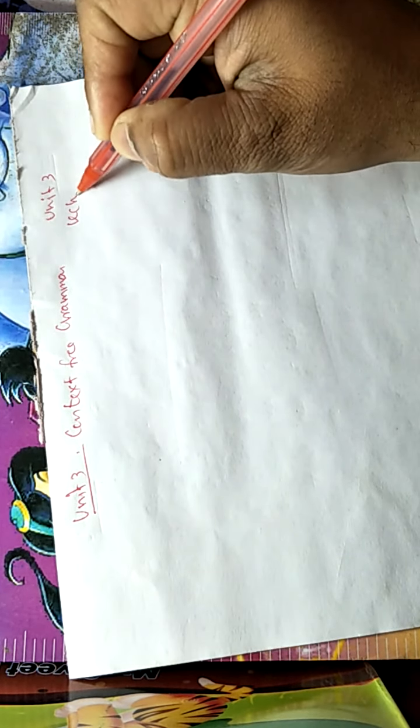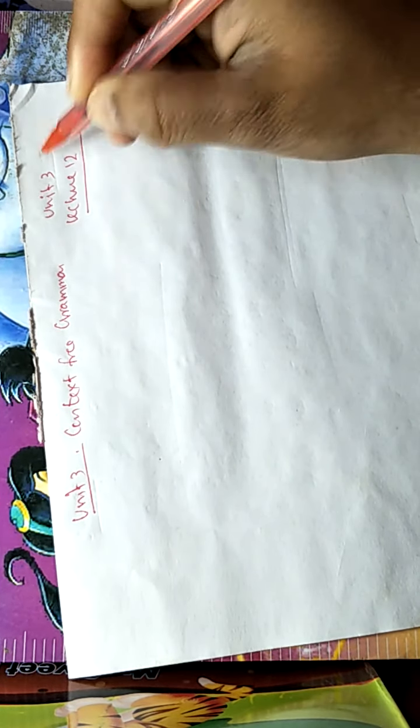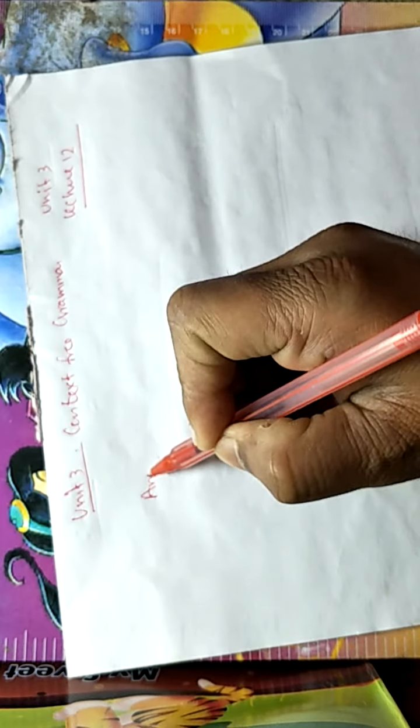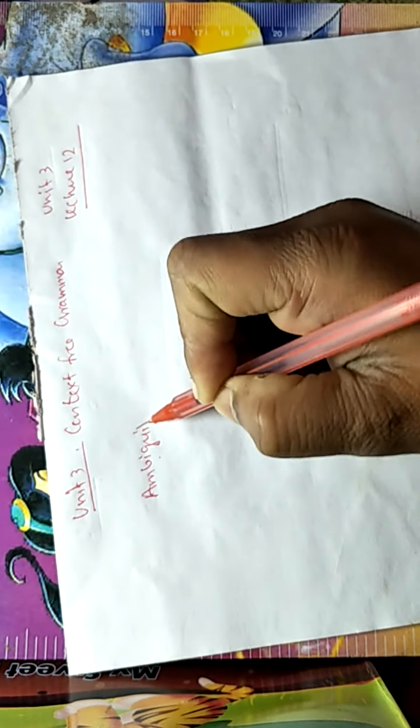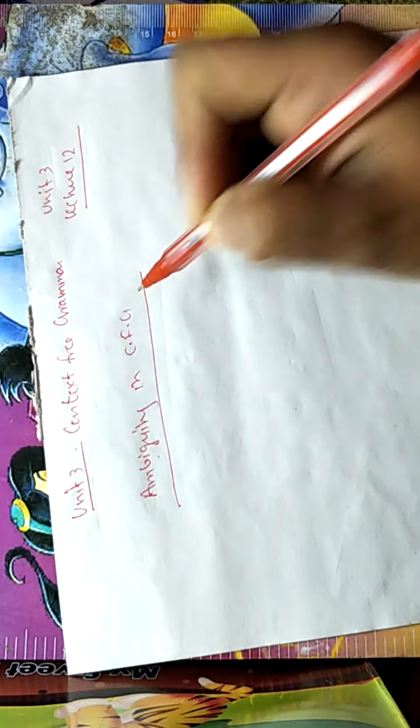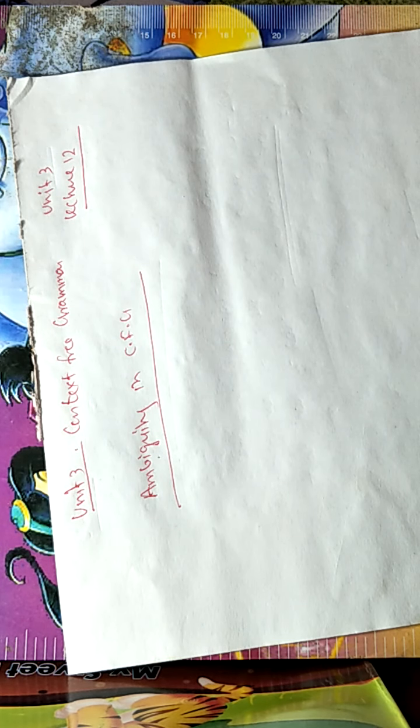Welcome everyone to lecture 12 of unit 3, that is context free grammar, and today we are going to learn about ambiguity in context free grammar. So what does it mean by ambiguity? Let us discuss the definition first.